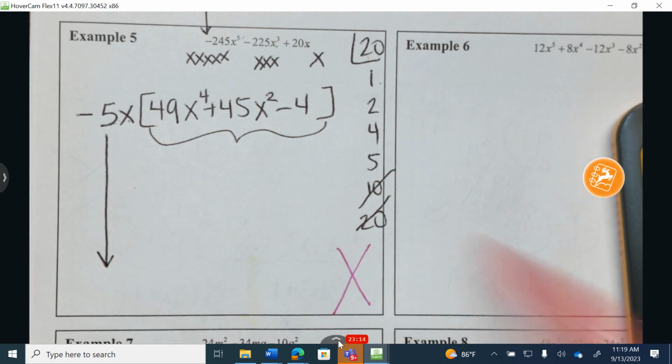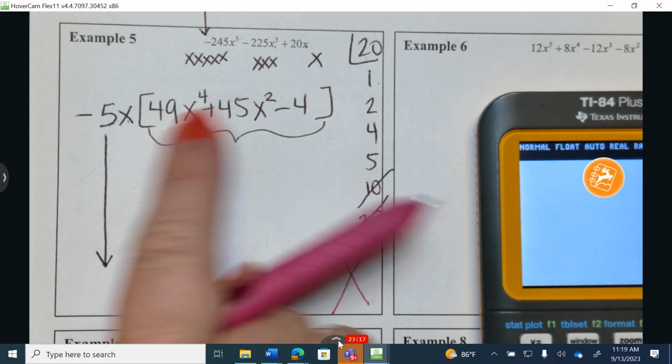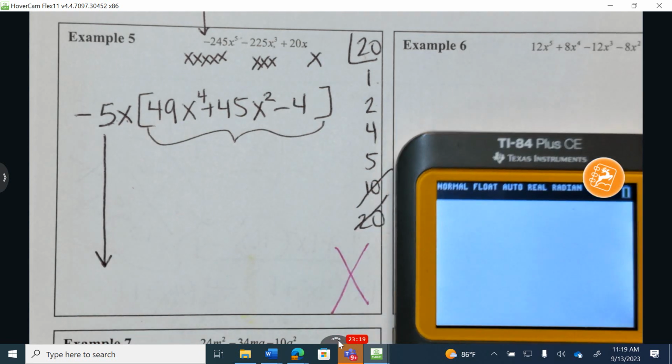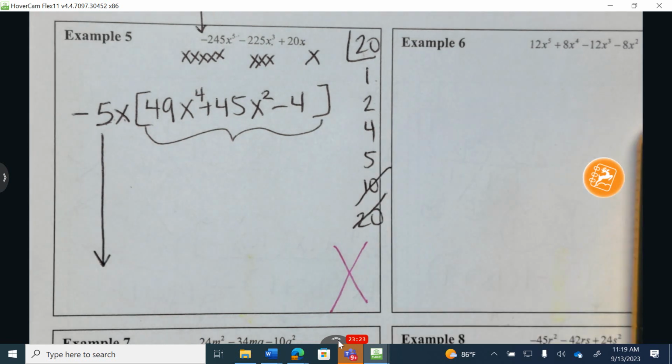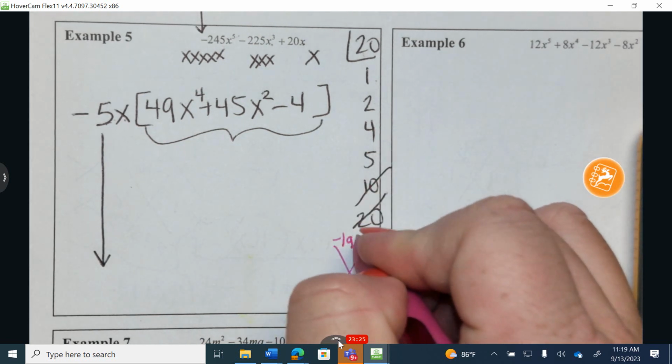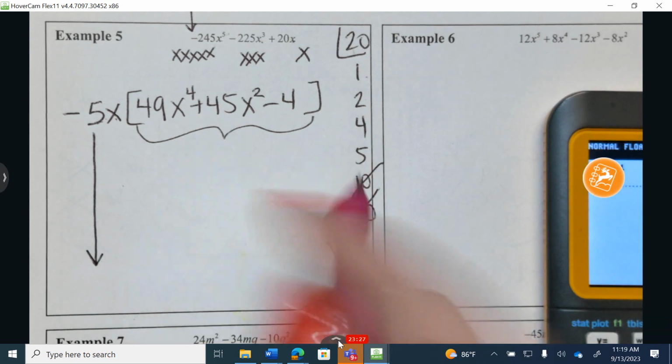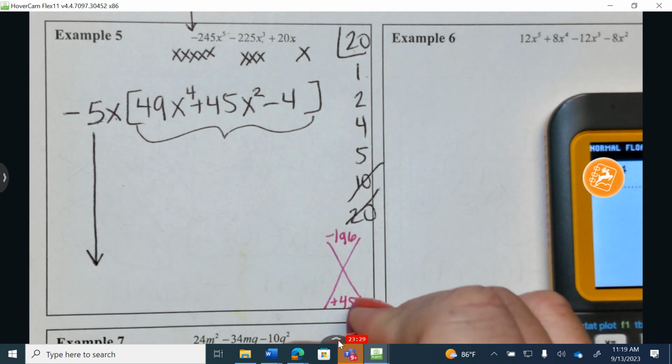So when I determine the AC, I'm going to grab a calculator and take 49 times negative 4. And I believe 49 times negative 4 is negative 196. Let's check. It is true. Negative 196. I want to make sure I'm right, because if I'm wrong, the entire problem will be wrong.